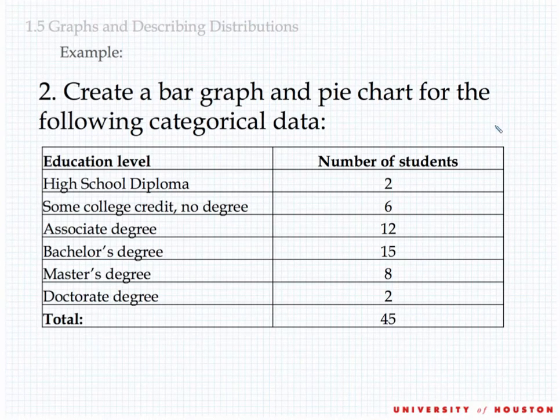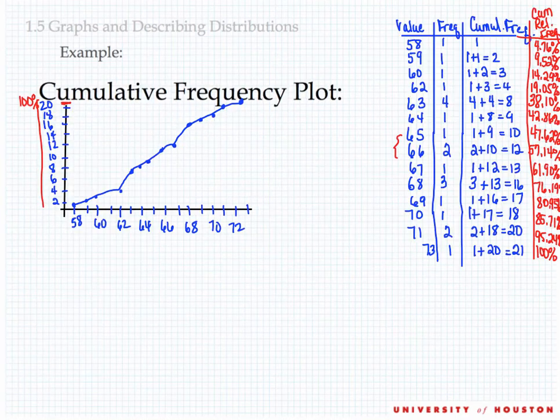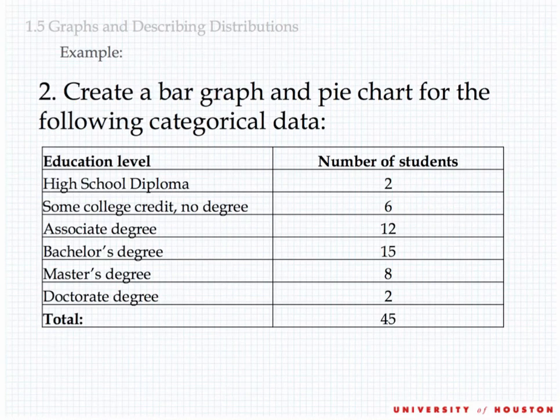Now to create our bar graph and pie chart. Bar graphs and pie charts are best used with categorical data. So for our next example, we've got some categorical data. We have education level and number of students. Using this data, we'll create a bar graph and then a pie chart.